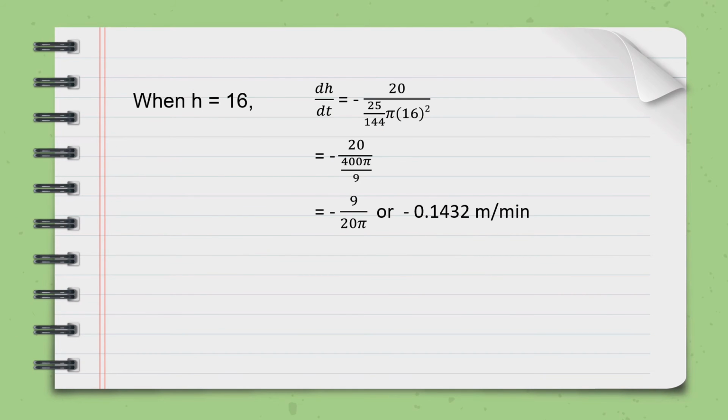Lastly, we should not forget that the question wants us to find dH over dt when the height is 16. So, substitute h in the equation with 16, and we will get dH over dt when the height is 16.